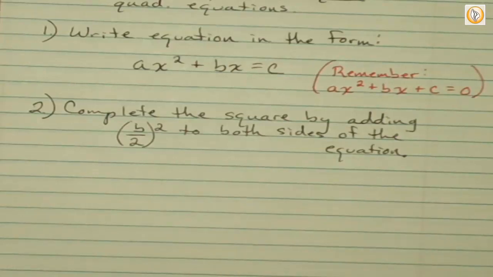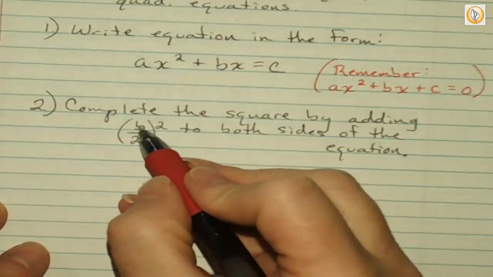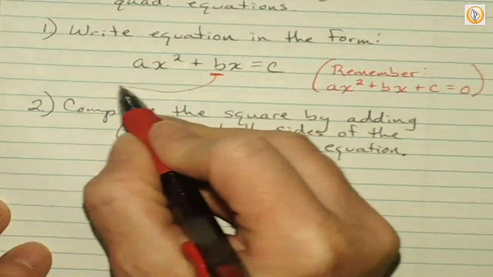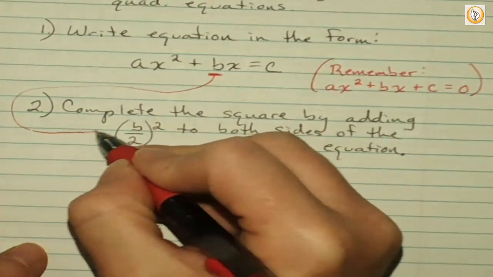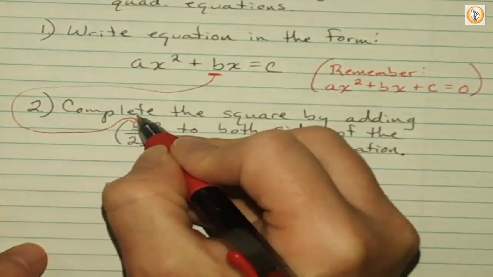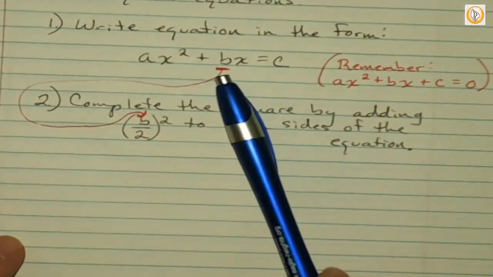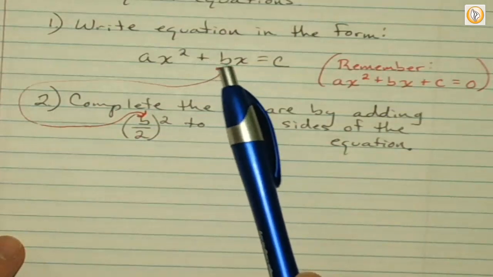All right. This B right here is going to come from that number right there. That B, this B right here is going to come from that number right there.